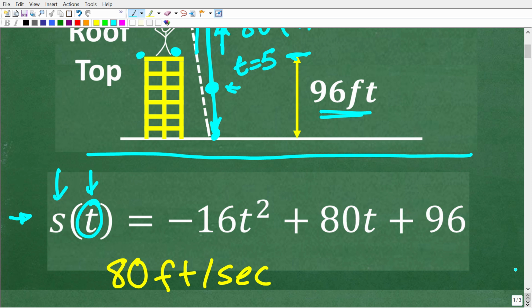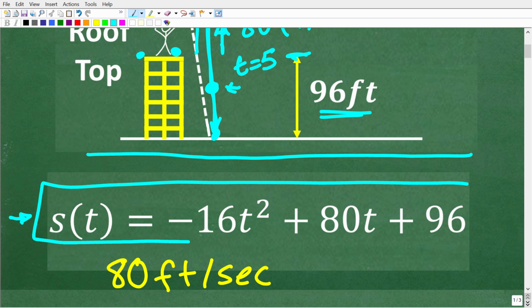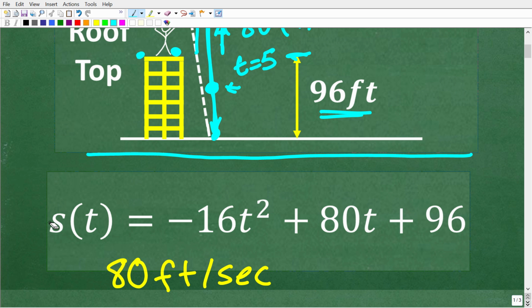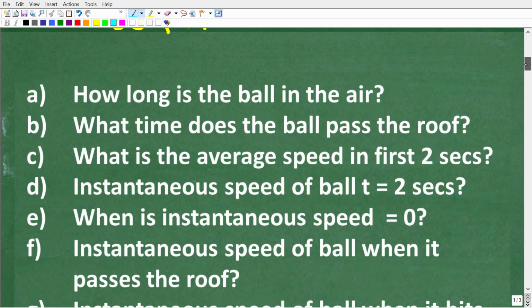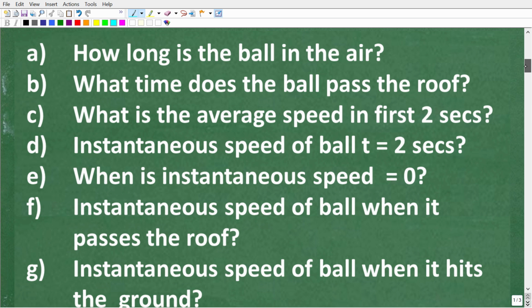Now, this function s of t is equal to negative 16t squared plus 80t plus 96 is something that you can derive from physics. And it's actually not too complicated to get this, but that is a separate discussion. Okay, so hopefully you got the gist of what's going on. Again, the initial speed of the ball is going to be 80 feet per second upward. All right, so here are the questions that we are going to answer for this problem.